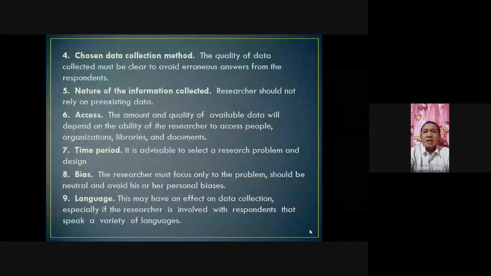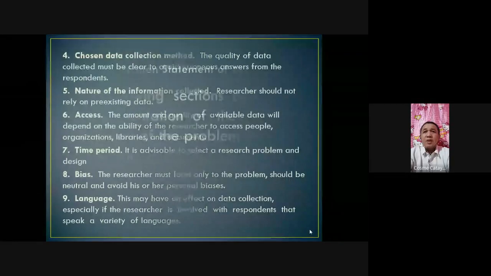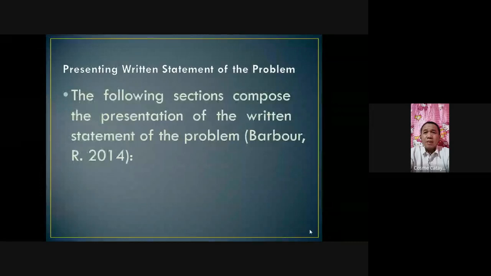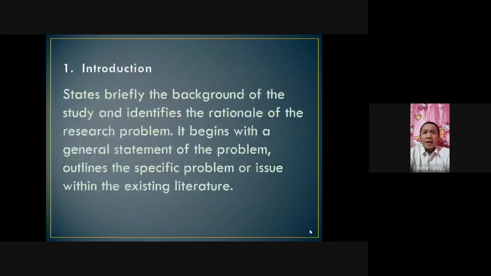Presenting written statement of the problem. The following sections compose the presentation of the written statement of the problem, according to Barbour in 2014. Number 1, introduction. States briefly the background of the study and identifies the rationale of the research problem. It begins with a general statement of the problem, outlines the specific problem or issue within the existing literature.